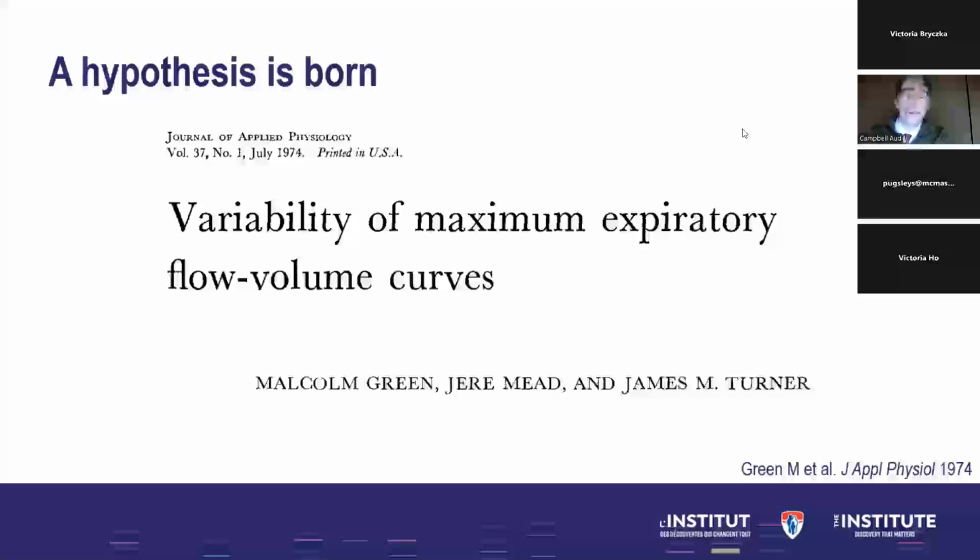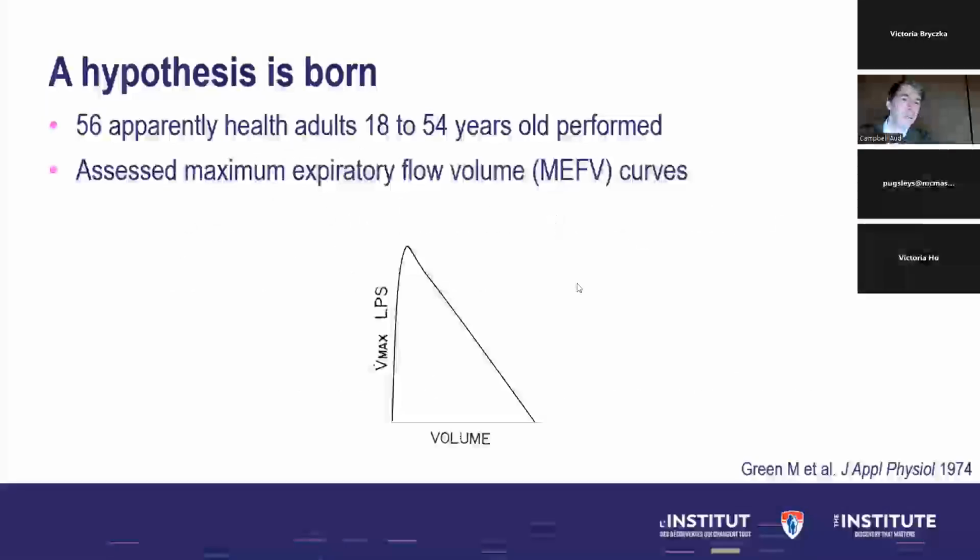So it starts back in 1974. Doctors Green, Mead, and Turner did something pretty simple, I think elegant. They were physiologists at heart, and they were interested in the variability in maximum expiratory flow volume curves. These are things that you encounter, I hope, every day in clinical practice. So for a vital capacity maneuver, looking at that curve, what they noticed was that there was a lot of variation in the shape. So they wanted to explore that further.